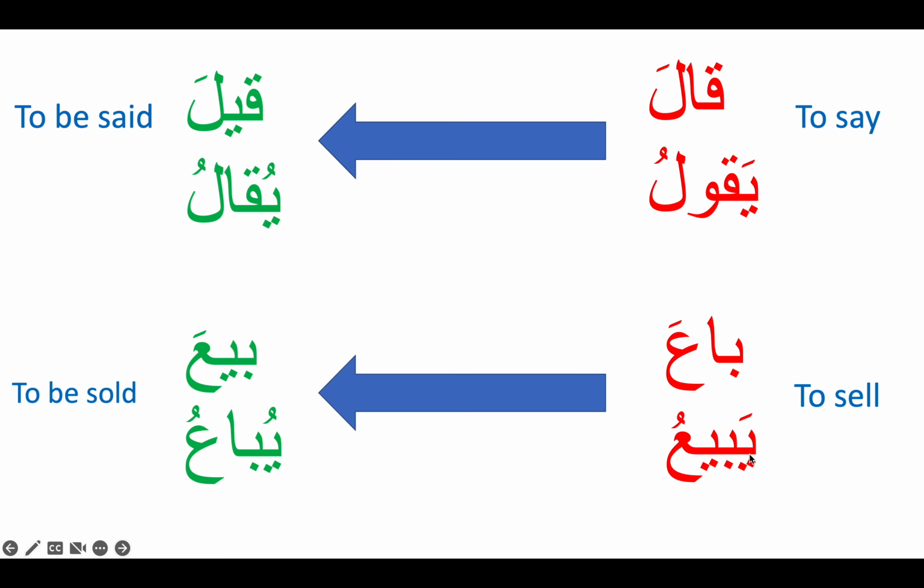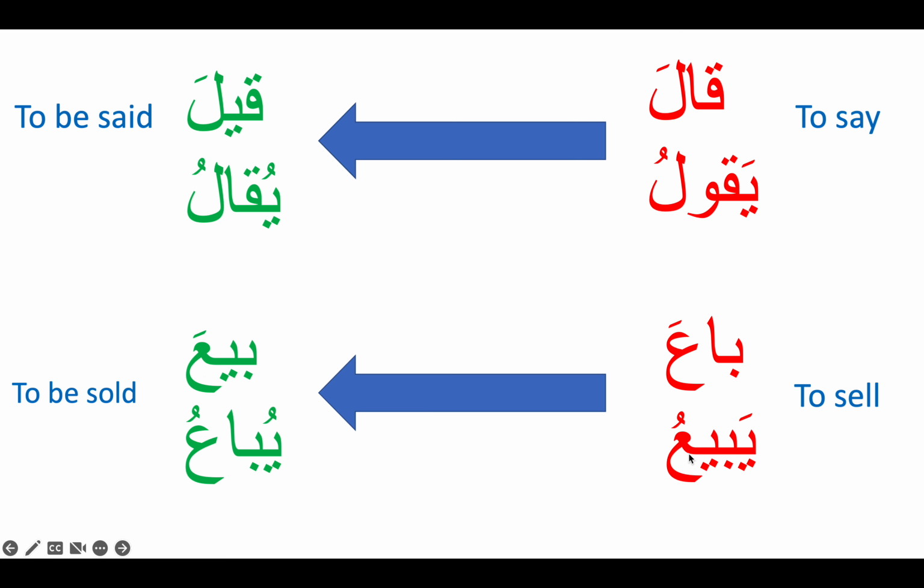In the present, يبيع, he sells. If we want to put it in the passive, what do you think? It's the same as قال. We replace the alif with a ya. So باع becomes بيع. Okay, so here we can see the ya is replaced. That means it was sold, if you're talking about a masculine object. If you want to say a feminine object, it was sold, بيعت. Okay? بيعت.